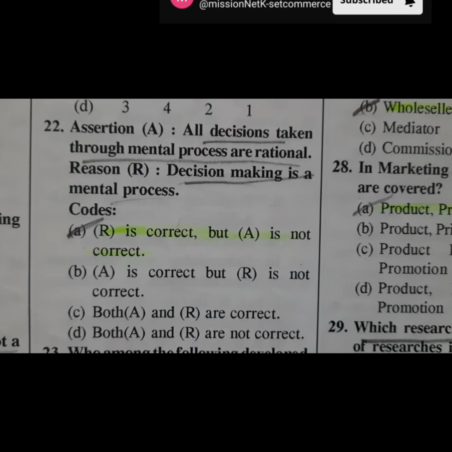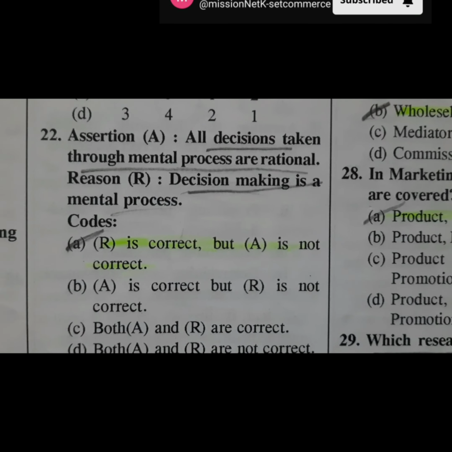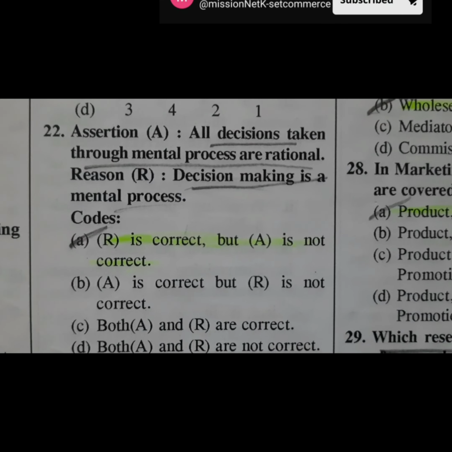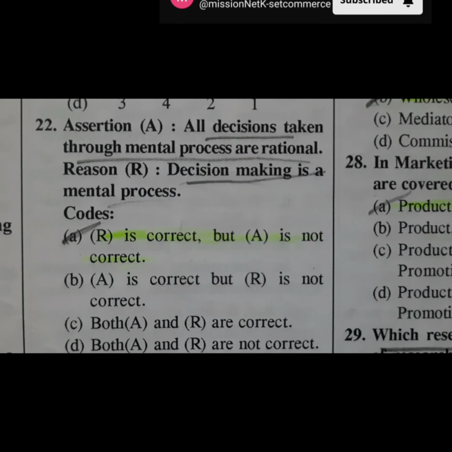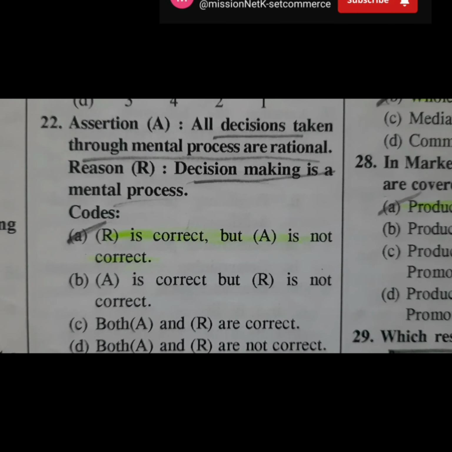Then the next question is, assertion, all decision taken through mental process are rational. Reason for this, decision making is a mental process. The right answer is option A, reason is correct but assertion is not correct.